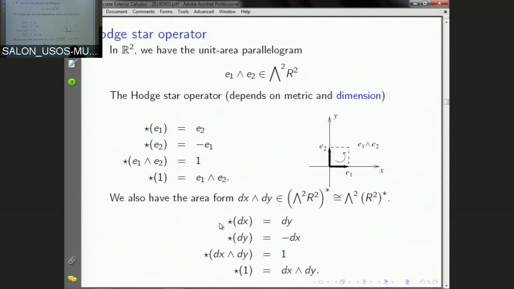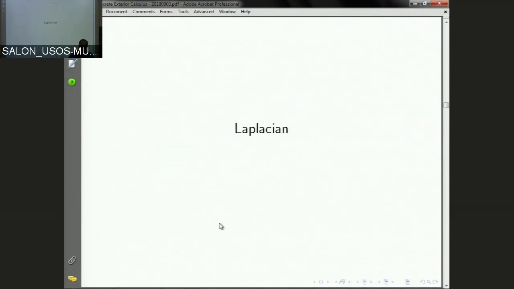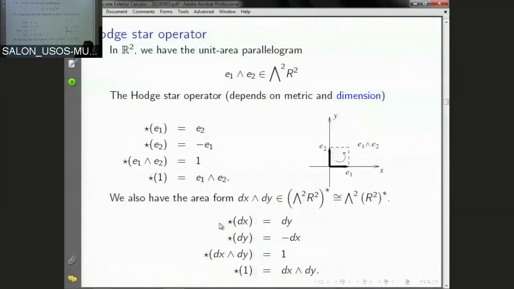Okay. Hopefully that explanation worked in dimension 2. Now I'm going to rewrite the Laplacian. And I will come back to these two tables, or basically to these identities here, perhaps several times. Take 2 seconds to look at them. dx goes to dy, dy goes to minus dx, okay? Because I'm going to use that.